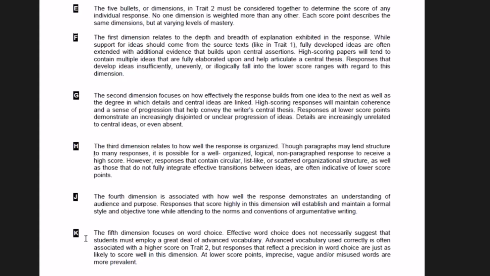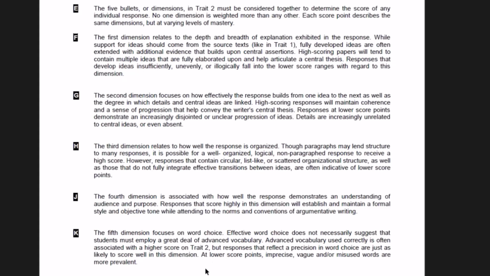Fifth dimension focuses on word choice. Once again, you know who your audience is. Effective word choice does not necessarily suggest that students must employ a great deal of advanced vocabulary. Folks, please do not use words when you don't know the definition or the meaning of that word, let alone how to use that word in a sentence. Advanced vocabulary used correctly is often associated with a higher score on trait 2, but responses that reflect a precision in word choice are just as likely to score well in this dimension.